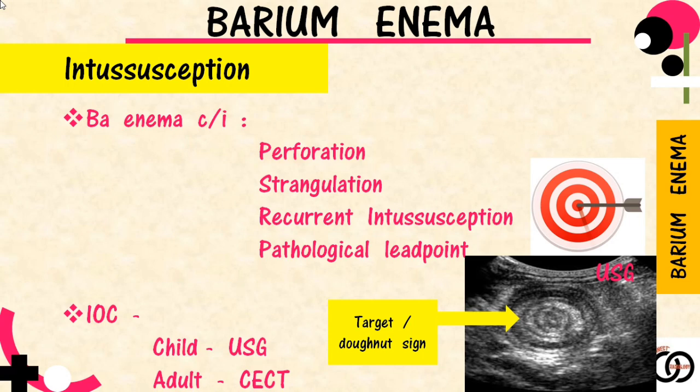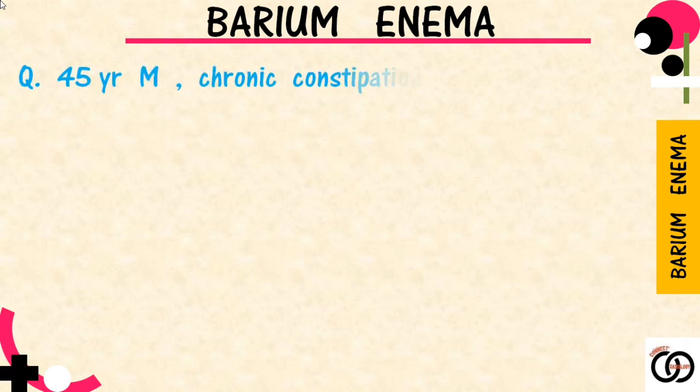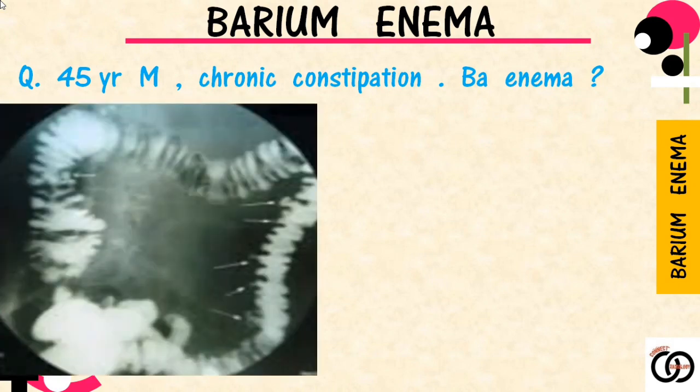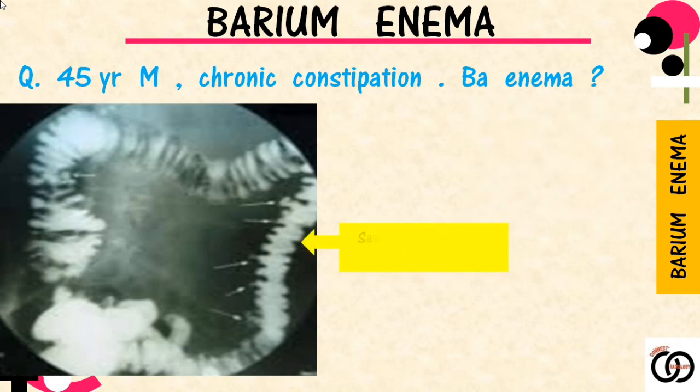Now the next question. We have a 45-year-old male presenting with chronic constipation for the last few years. We did his barium enema and what did we find? See this, it just looks like a sawtooth. This is the sawtooth appearance of the colon. The diagnosis is? Yes, that's diverticulosis of the colon.